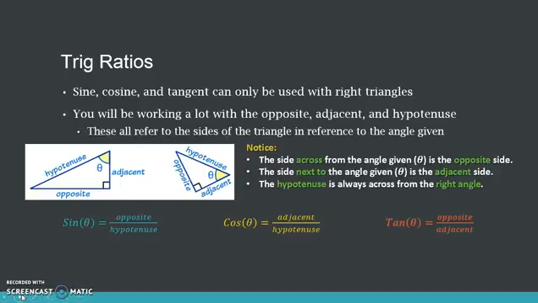Sine of theta is equal to the opposite over the hypotenuse. Cosine of theta is the adjacent over the hypotenuse, and tangent is opposite over adjacent. Theta is just going to be replaced with an angle measure.